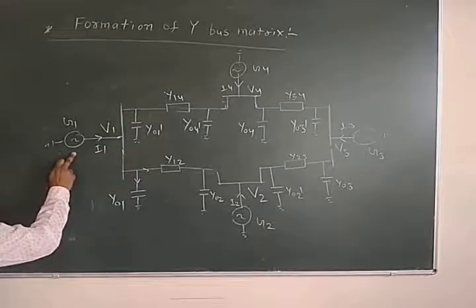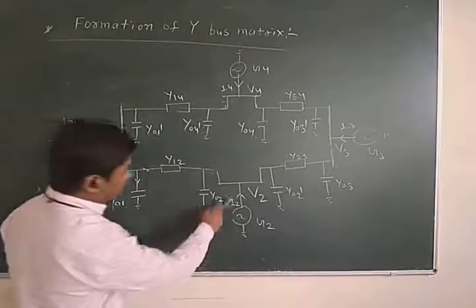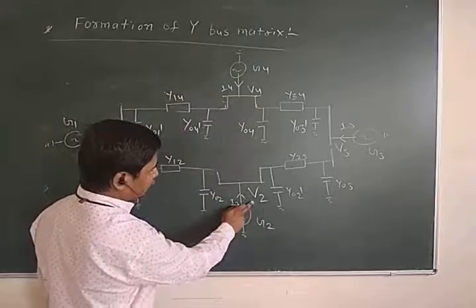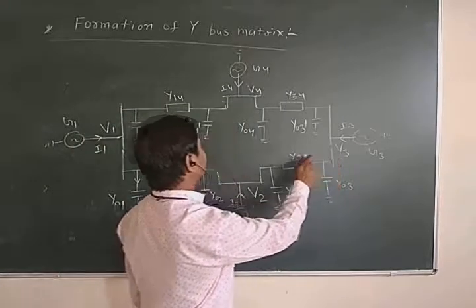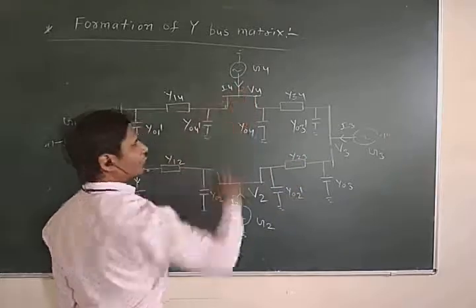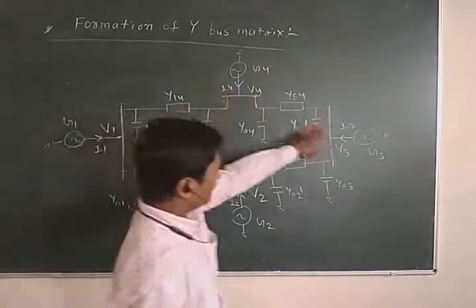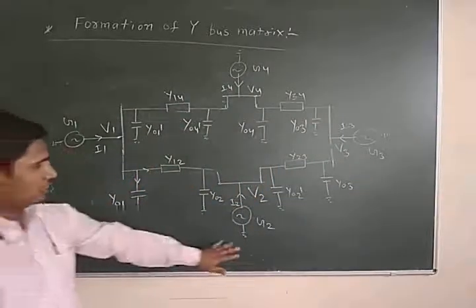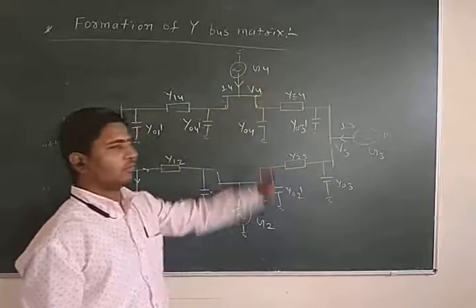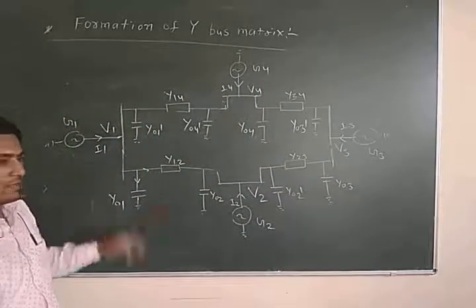At bus number 1 the voltage is V1, at bus 2 voltage is V2, bus 3 voltage is V3 and at bus 4 voltage is V4. At all these 4 buses there are 4 alternators connected, G1, G2, G3 and G4. These 4 generators are supplying to the buses.